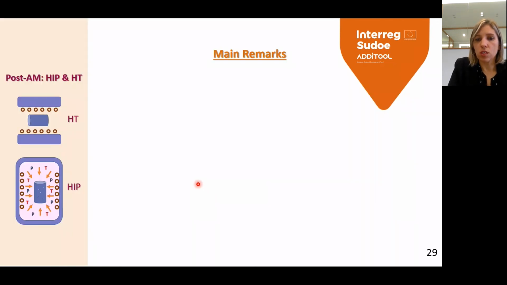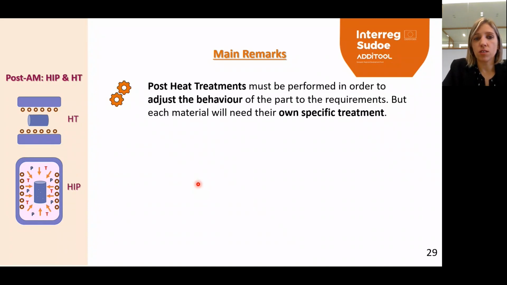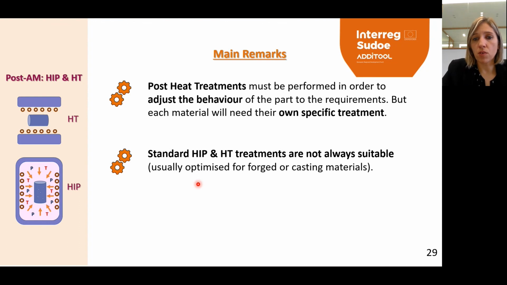So as a conclusion, it's clear that we are always going to need post-processing, sometimes with heat, sometimes just heat treatment, but we are going to need to post-process in order to achieve the requirements of different applications, and each material is going to need its own heat treatment. The problem that we have seen is that at the moment, most of the HIP and heat treatments are optimized for forging and casting. So we need to adapt them for AM and try to standardize them.